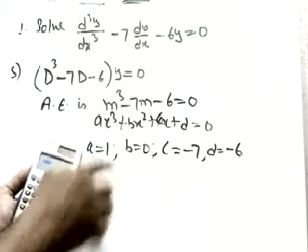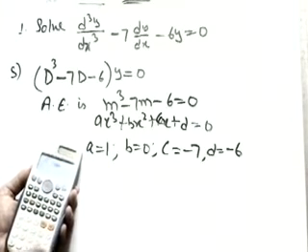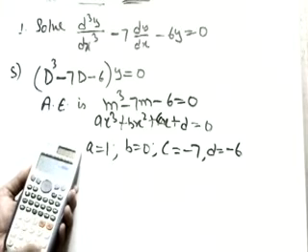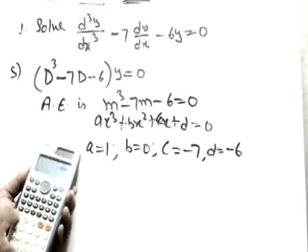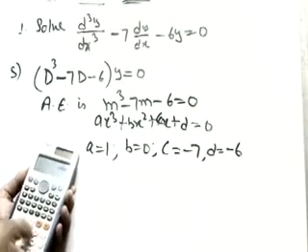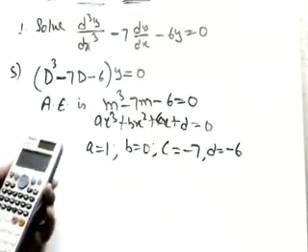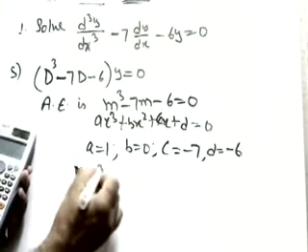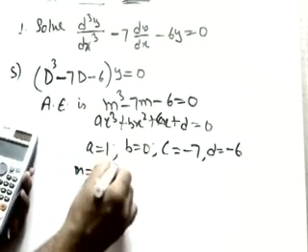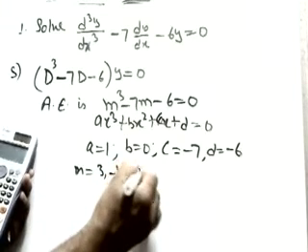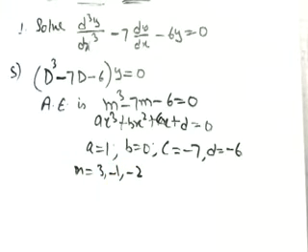Let me substitute these values in the calculator. First a, the value of a is 1, equals; b value is 0, equals; c value is minus 7, equals; d value is minus 6. Now you will get the values of m. We get m equals 3, minus 1, minus 2. Because it is a cubic equation, we get 3 roots.